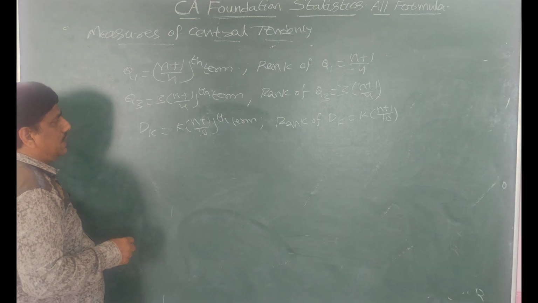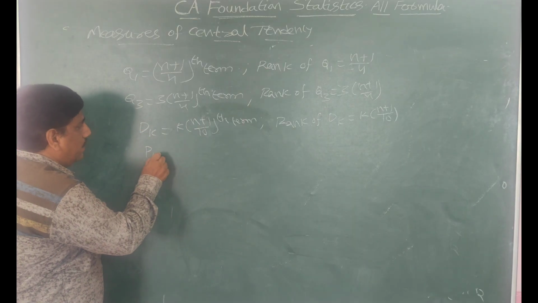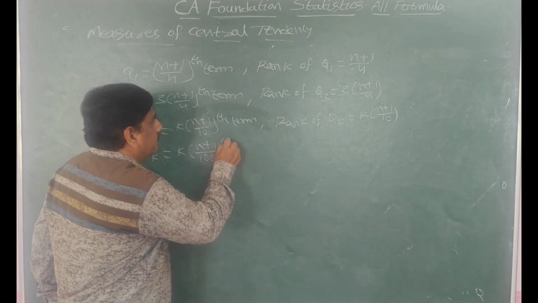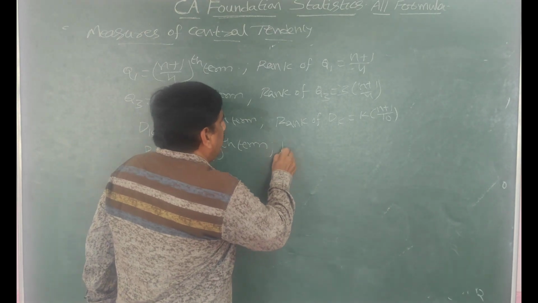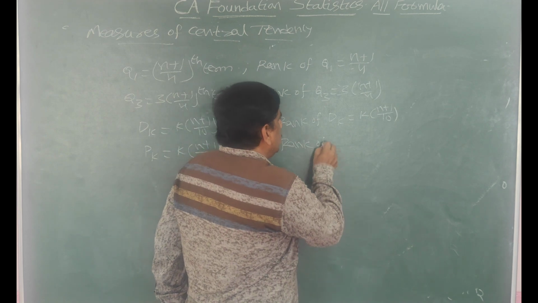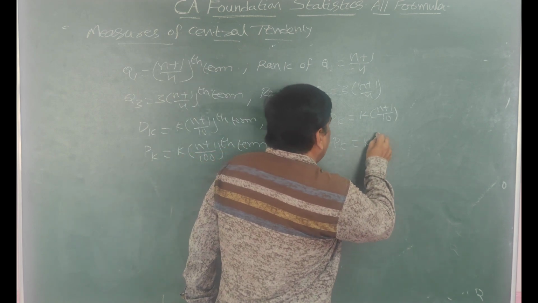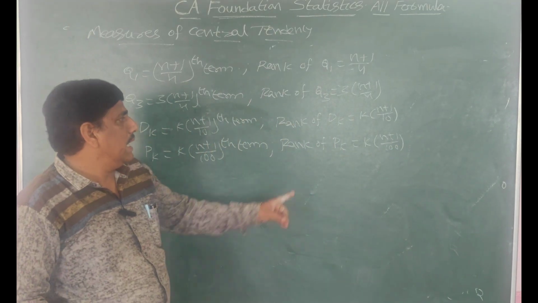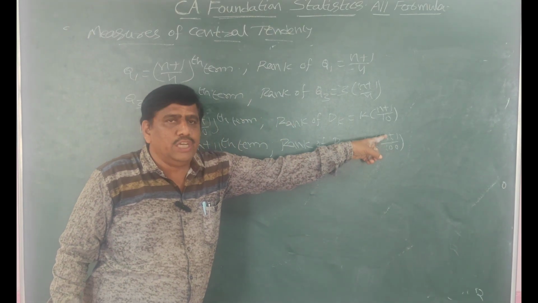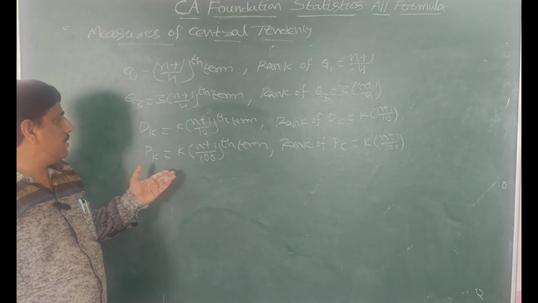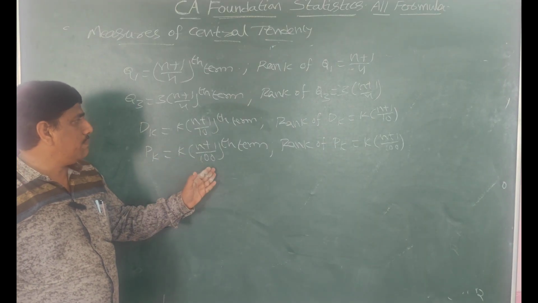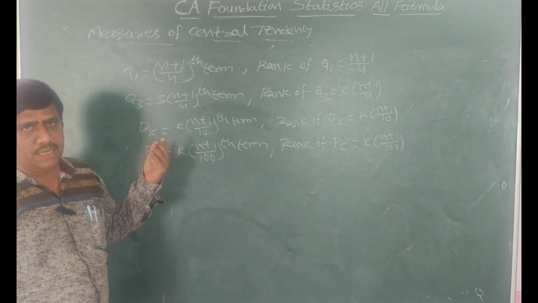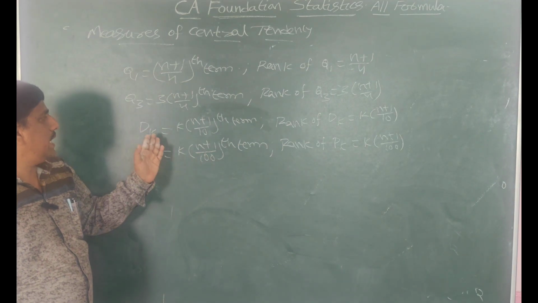Similarly, percentile. If it is the kth percentile, the formula in the case of individual series is k into (n plus 1) by 100th term. And the rank of the kth percentile is just k into (n plus 1) by 100. That means if he asks for the 60th percentile, the rank of the 60th percentile is 60 into (n plus 1) by 100, and the value P60 is the 60 into (n plus 1) by 100th term, where k can range from 1 to 99 percentiles. So octiles, quartiles, deciles, percentiles.